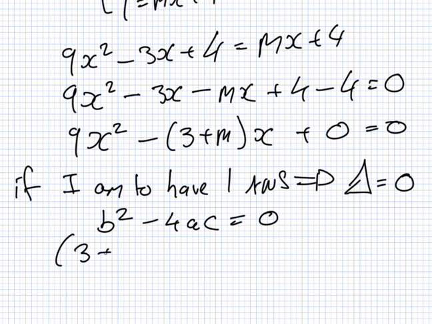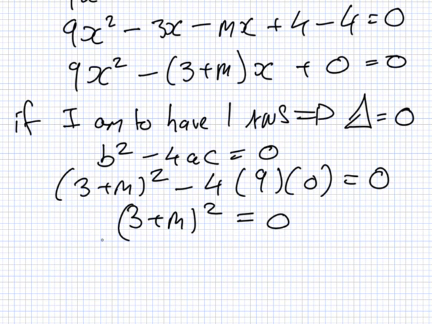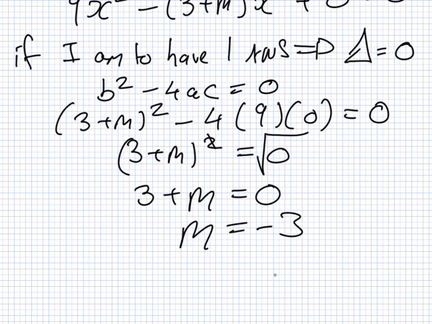So b squared minus 4ac should equal 0. So that means b squared should equal 0. So if I square root, I get 3 plus m equals 0. So what's m? Minus 3. And what did I say the c was? 4, wasn't it? So y equals minus 3x plus 4.